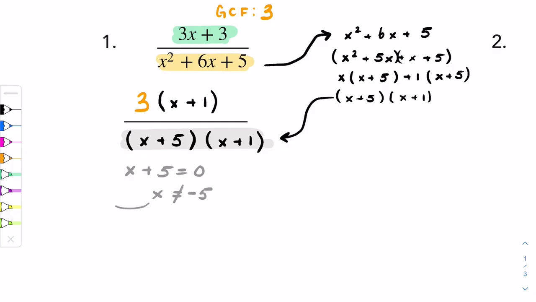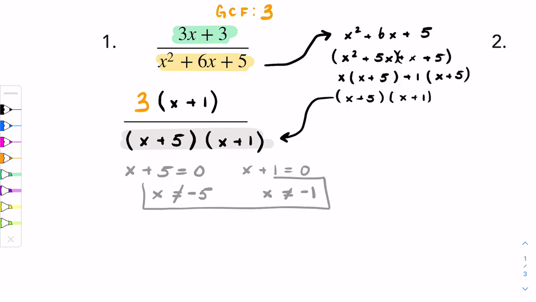Because if x equals negative 5 and I substitute it back into this expression, I would end up with 0, and you cannot have a 0 in the denominator. So we need to eliminate that value. If I set x plus 1 equal to 0, I have a restriction of x not equal to negative 1. That means if I substitute negative 1 back into the original equation, I'm going to end up with a 0 in the denominator, which again, we cannot have.